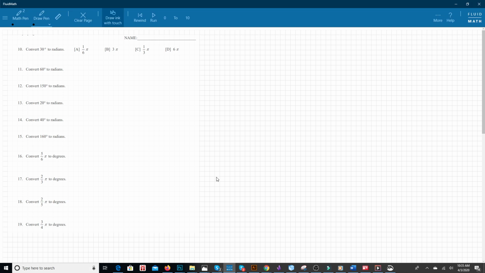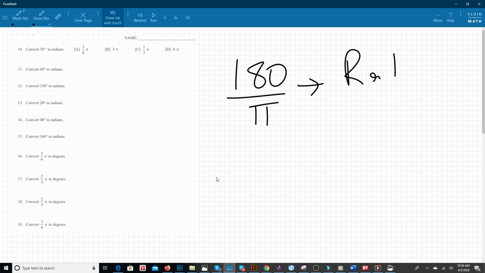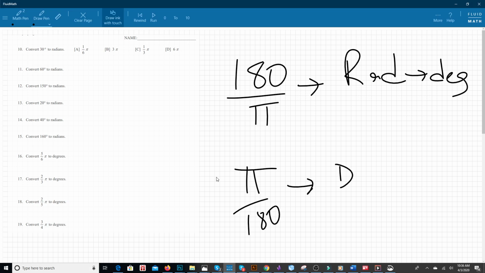Just keep in mind that, well, let me put it over here. It's going to be 180 over pi when we do radians to degrees. I'm going to put rad to degrees. And it's going to be pi over 180 when we do degrees to rad.